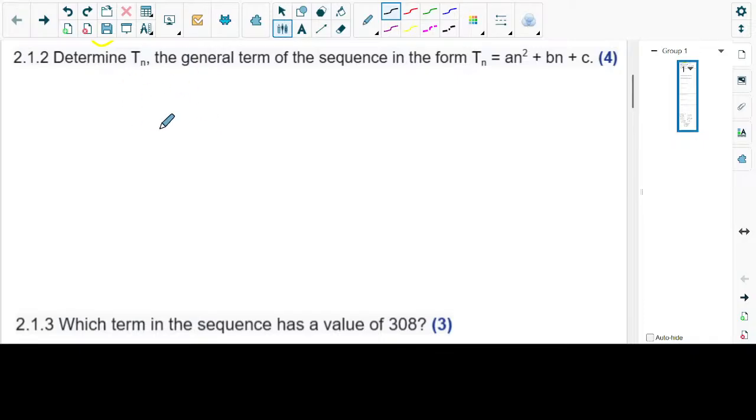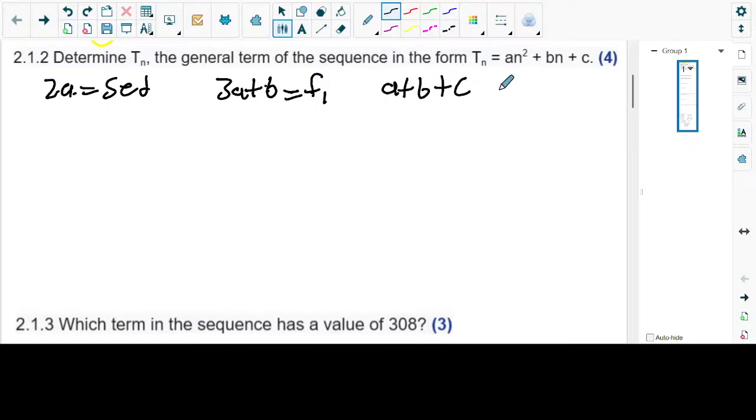Remember, we have formulas that say 2a should be equal to the second difference. Then 3a plus b is equal to f1, which is the first term of the first difference. And then a plus b plus c is equal to T1.